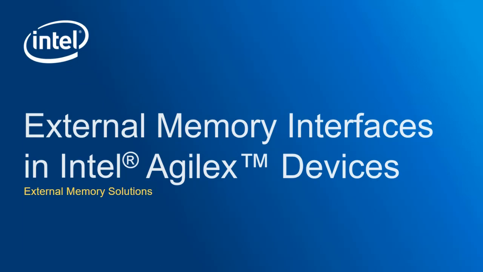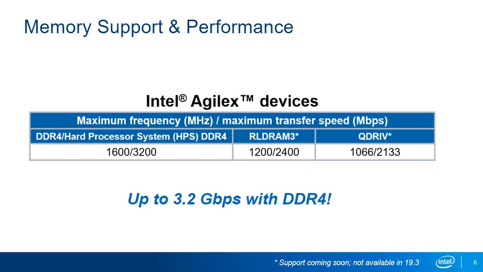Let's start by taking a look at the external memory solutions available in Intel Agilex devices. Intel Agilex devices support the memory types shown here, with their maximum possible frequencies and maximum transfer rates. Intel Agilex devices have the fastest DDR support, with clock speeds up to 1.6 GHz, with a maximum throughput of 3.2 gigabits per second. Support for additional memory types may be added in future releases of the Intel Quartus Prime software.